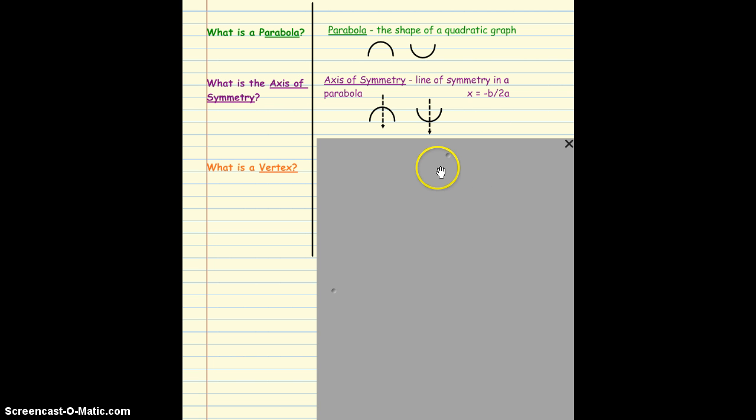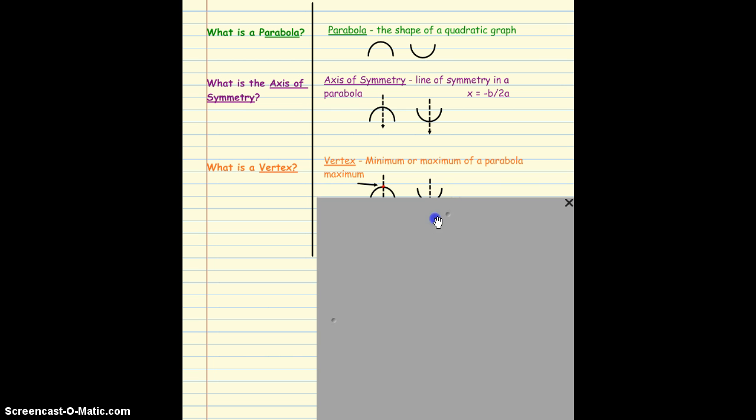And our third vocabulary word, what is a vertex? Well, a vertex is the minimum or maximum of a parabola. And I have a couple pictures here. If the parabola is like an N curving downward, then this point right here is the maximum. On the opposite end, if the parabola curves up, then down here at the bottom, this point is the minimum. And that's where the vertex is, right at the top or the bottom.